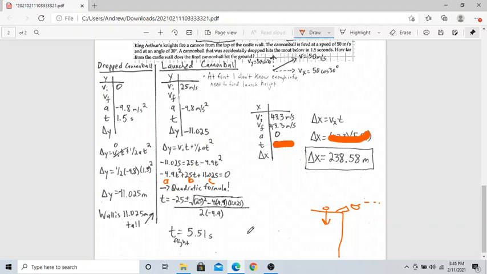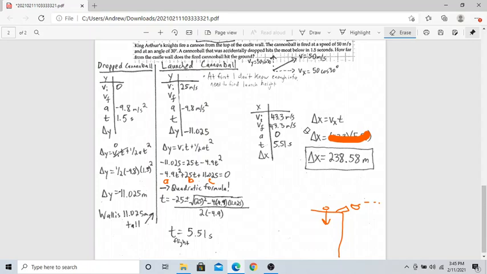So for the third and final part, now that we know the time of flight, we can figure out the maximum range, or the range that it travels. Because I can take that time from the Y chart and put it in the X chart, because that is what links them. Once I know that, I know everything I need to figure out delta X.